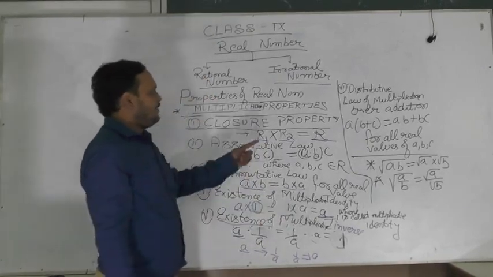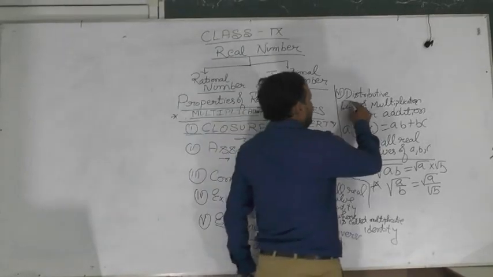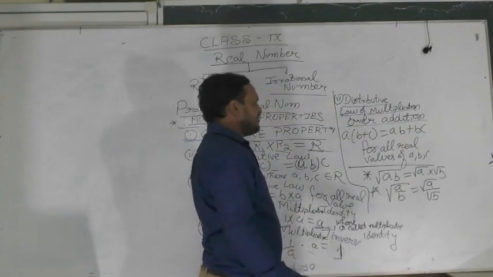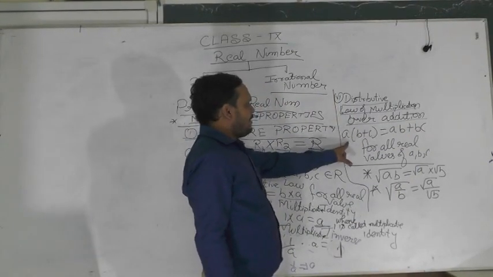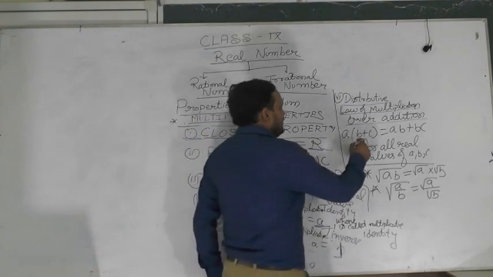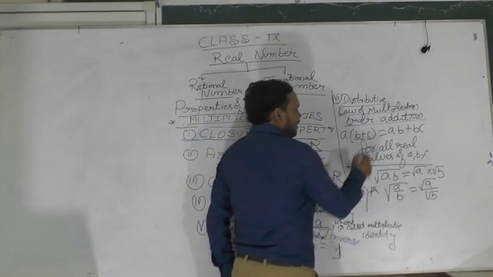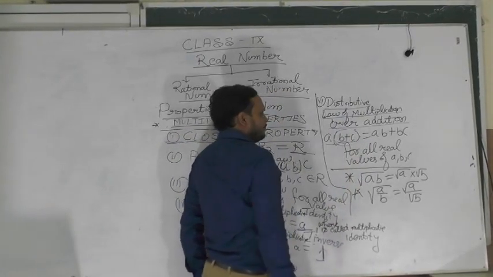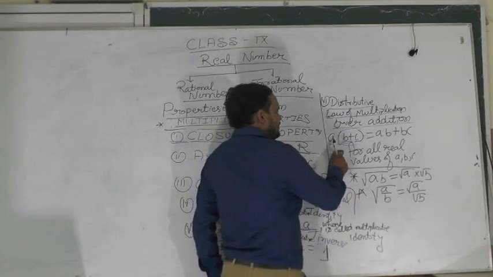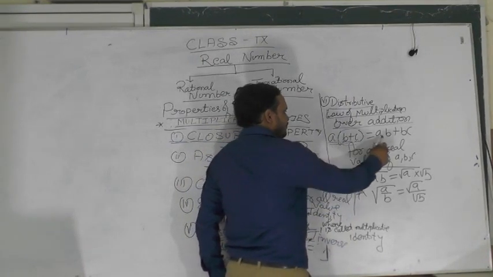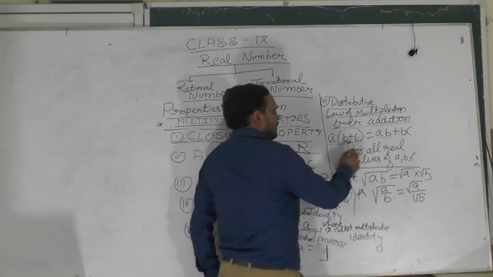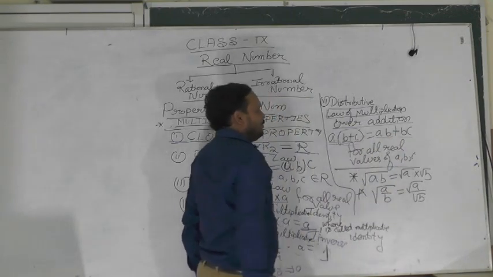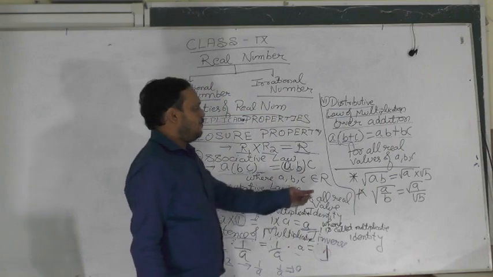After that, there is a special property of real numbers, that is the distributive law of multiplication over addition. In this case, if there are three real numbers A, B and C, and we add the second and third real numbers and multiply the result with the first one, it can be distributed as the first real number multiplied by the second, that is AB, and the first real number multiplied by the third, AC, and both results will be added. This is called the distributive law of multiplication over addition.